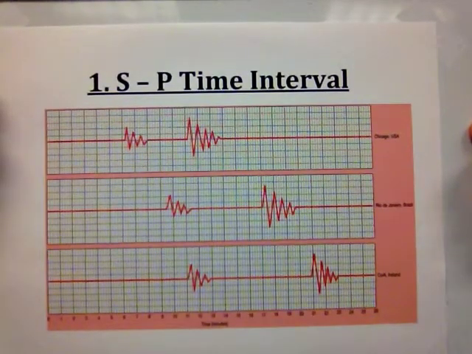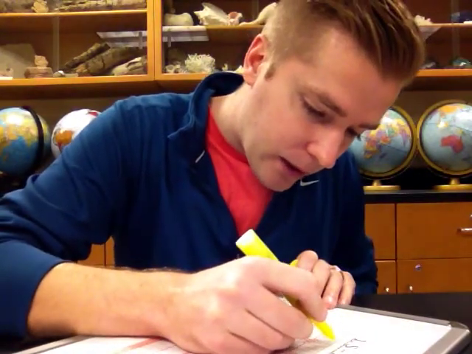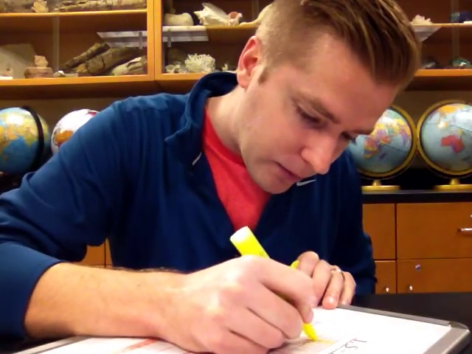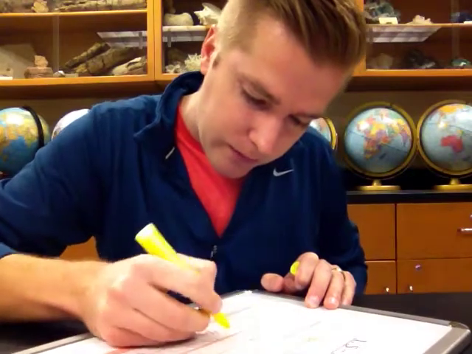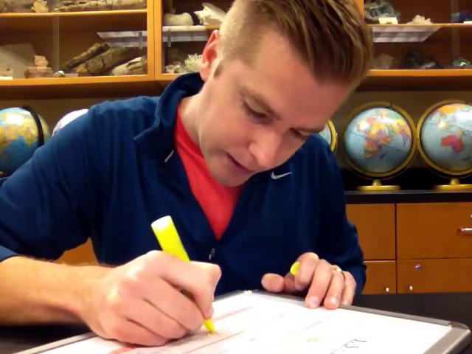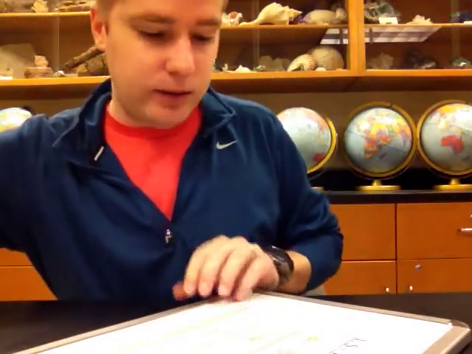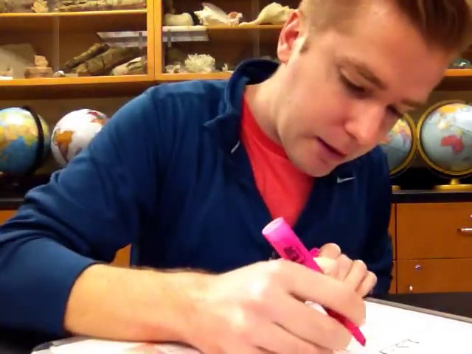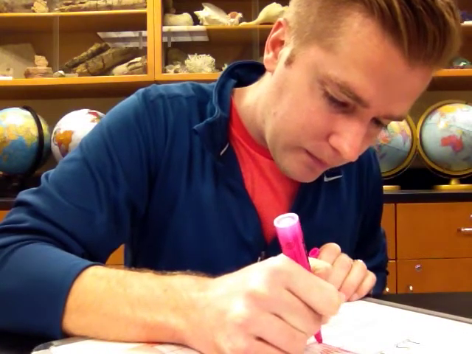And what we are interested in for each of these stations is the arrival time of the P waves and S waves. So I'm going to highlight when the P waves arrive for each of these with yellow, and then I'm going to highlight the S waves with pink so that we have two distinguished different colors. So go ahead and get those in.